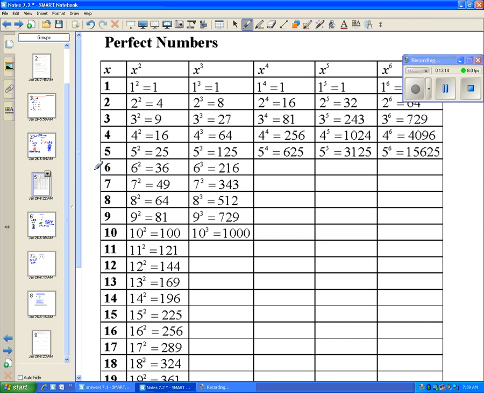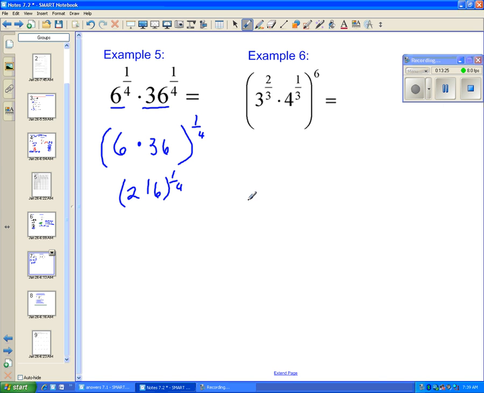I can then look at my chart again. Well, 216 isn't a perfect fourth either, so it looks like I still can't do anything with this. I can't simplify it any further, but that is a simplification at that point, and so I'm done. There is no fourth root of 216, so I would leave it as 216 to the 1/4 power, but I can try to reduce it as best as I can.